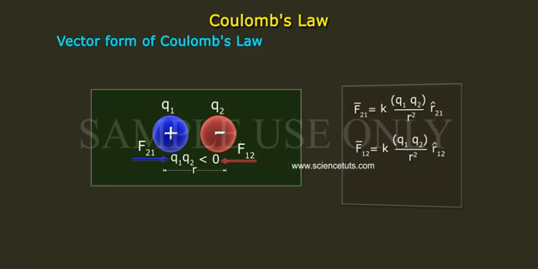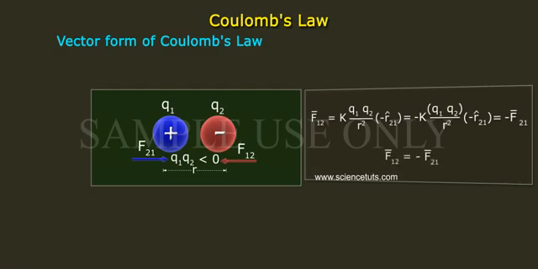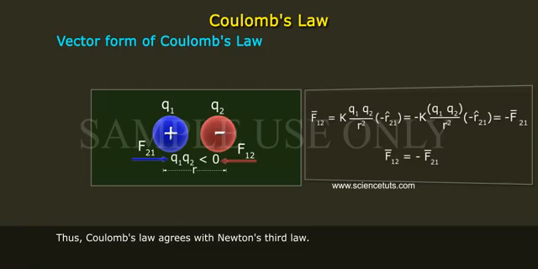But we know that R2 1 cap is equal to minus R1 2 cap. Therefore, F1 2 bar is equal to K into Q1 Q2 by r square of minus R2 1 cap, which is equal to minus K Q1 Q2 by r square R2 1 cap, which is equal to minus F2 1 bar. That is, F1 2 bar is equal to minus F2 1 bar. Thus Coulomb's law agrees with Newton's third law.